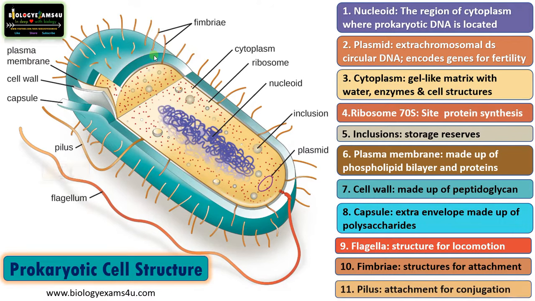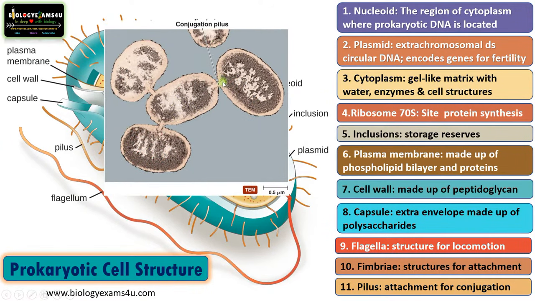And the final structure is the pilus. Pilus, as you see, is longer than fimbriae but shorter than flagella. The number of pili is often less. These are fine structures that are meant for attachment or cell-to-cell contact during conjugation in bacteria. As you see, this is the conjugation pilus, where bacteria come in contact and form the pilus, which helps in attachment and formation of the conjugation tube during conjugation.